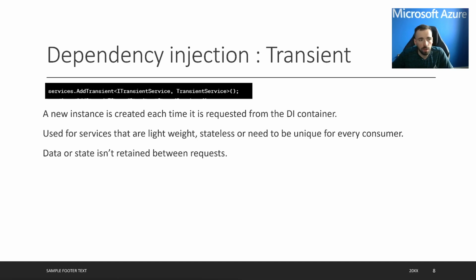So there's three types of registrations. The first is transient, which is a new instance that is created each time it is requested from the DI container. It's used for services that are lightweight, stateless, and need to be unique for every consumer, and data or state isn't retained between requests.